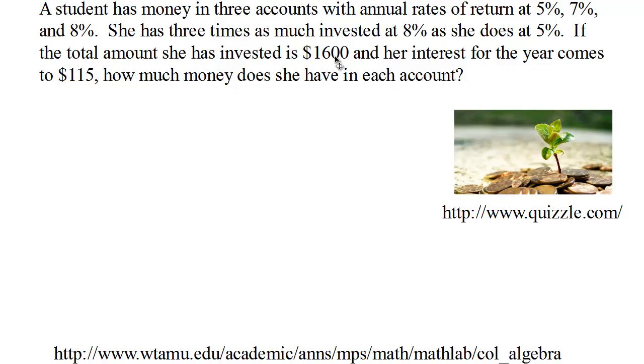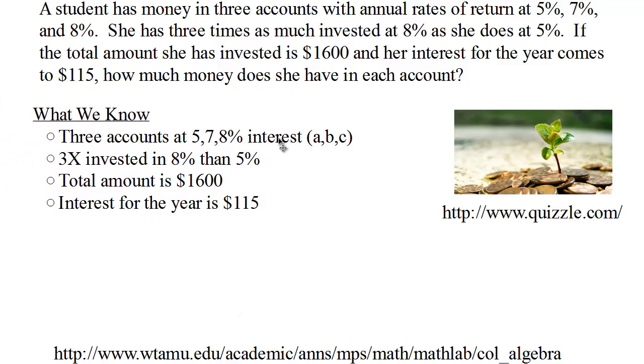And she's got a total of $1,600 invested. And for the year, her interest from those rates of return is $115. So 3 important facts of information here, and 3 unknowns, which is the amount she has invested in each of the 3 different types of investments. So we're going to need a 3x3 matrix to represent this.